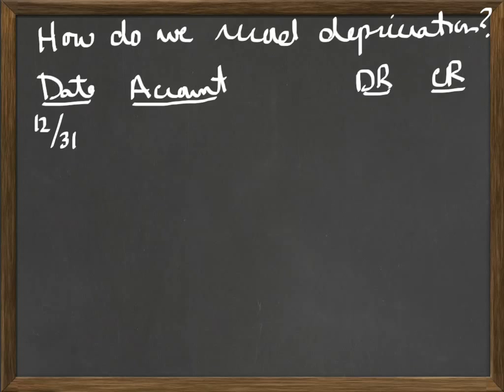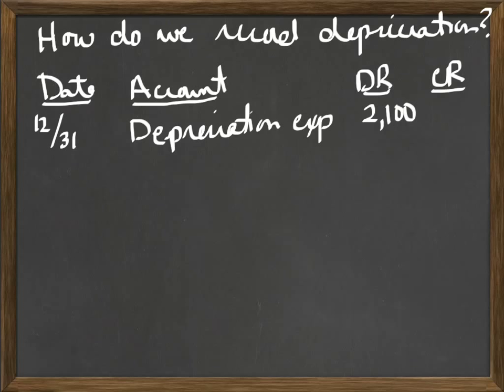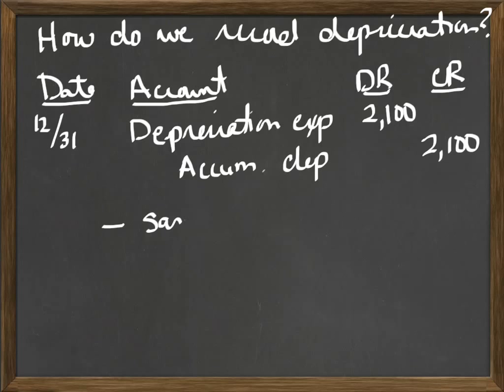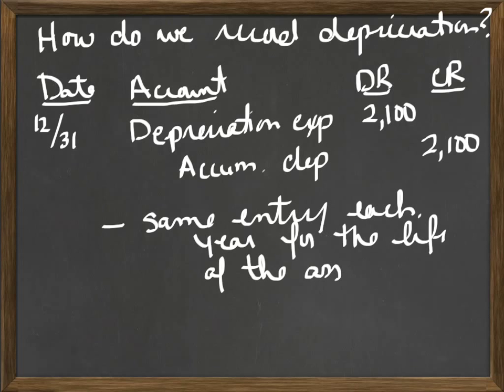So the way we would record it is we would actually debit depreciation expense, and we would debit for the amount $2,100, the amount we calculated for that year. Then we would go in and we'd hit accumulated depreciation, and we would hit that as a credit for $2,100. So every year after this point, we would make the exact same entry. So every December 31st, we would go in and we would depreciate 1/5 across the 5 years.